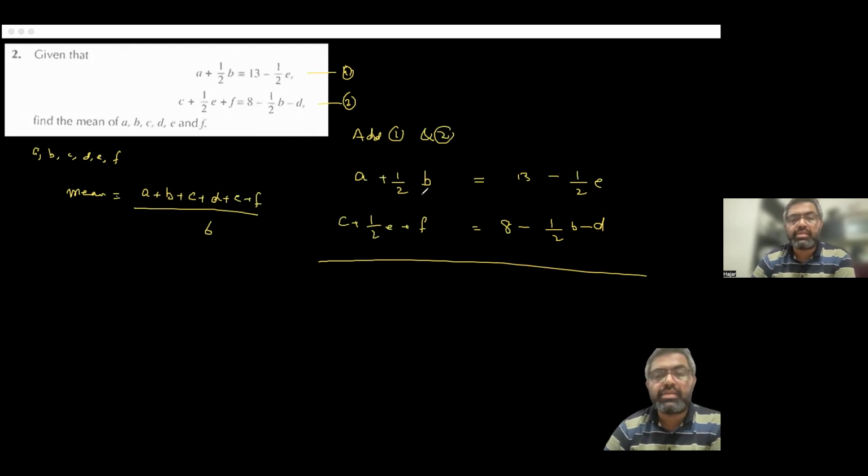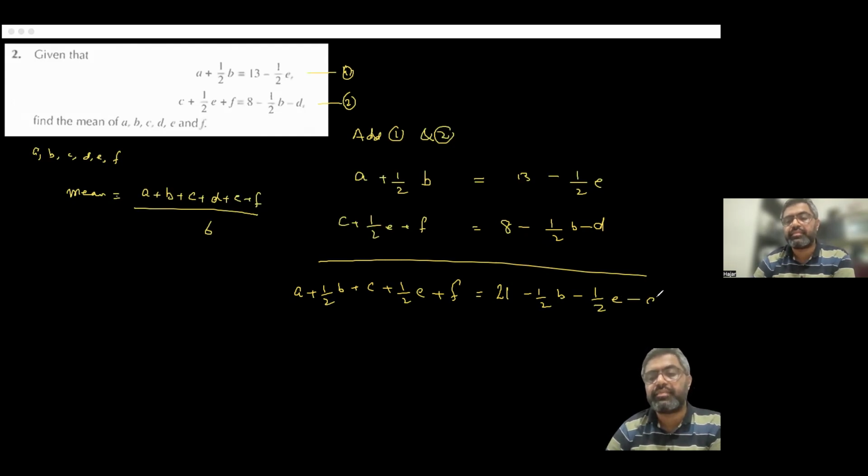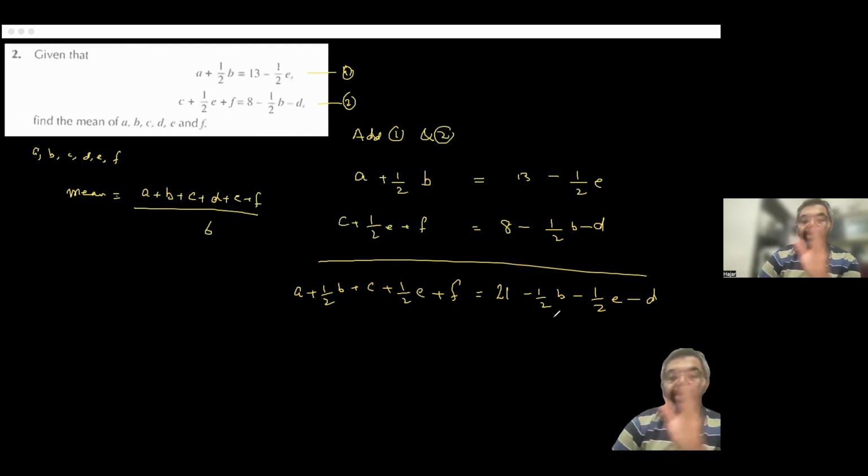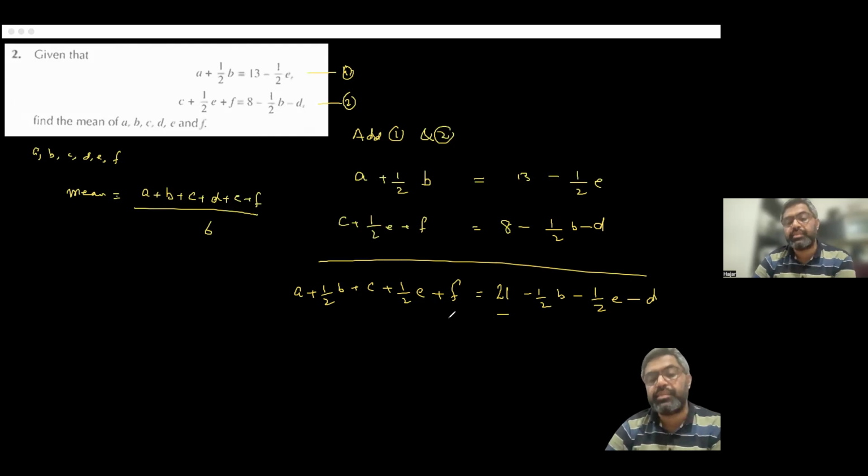I write alphabetically, so A plus half B plus C plus half E plus F, which is equal to 13 plus 8. We can add them up. So this is going to be 21, and then minus half B, minus half E, and minus D. D should be before, but we will arrange it again. So bring all the variables to the left-hand side and the constant, which over here is just 21, keep it over here. So bring everything on the left side.